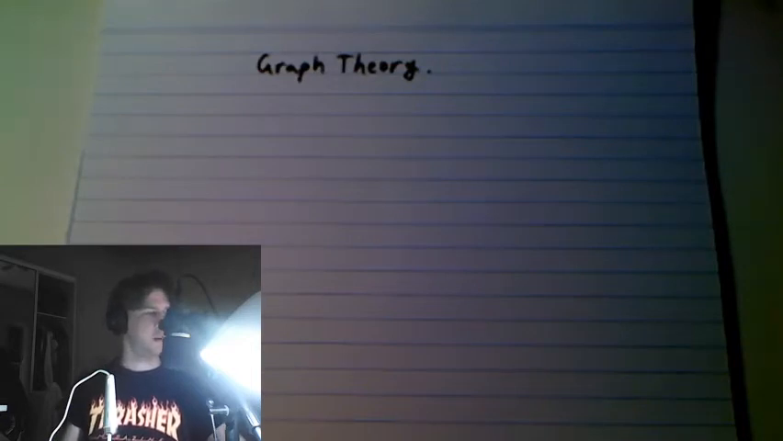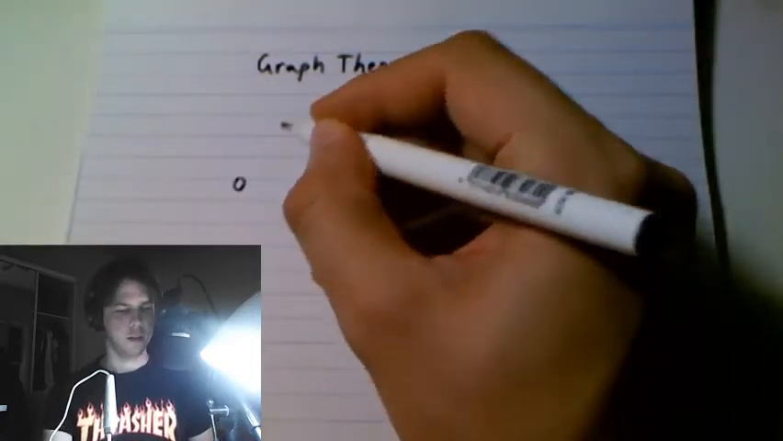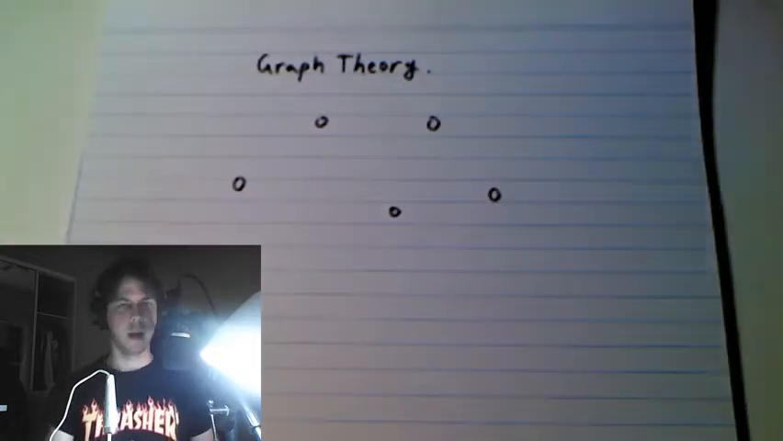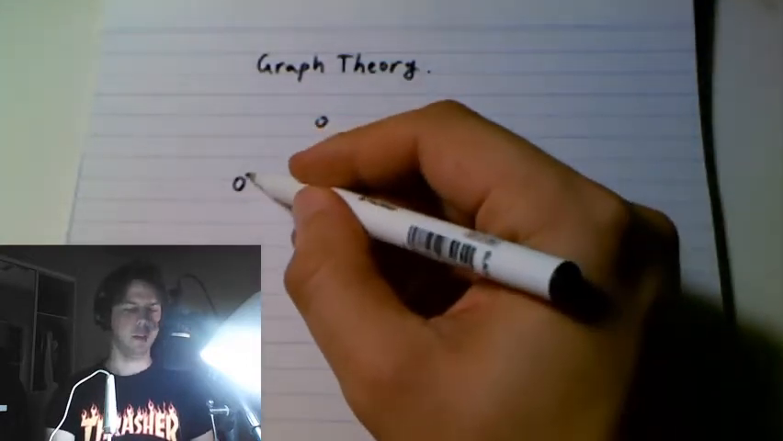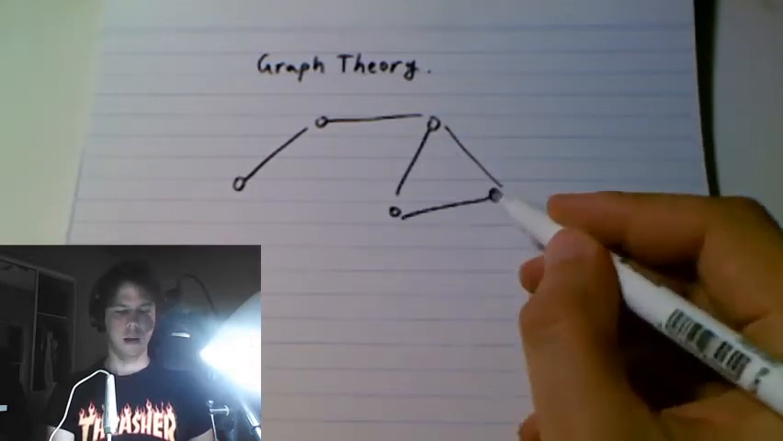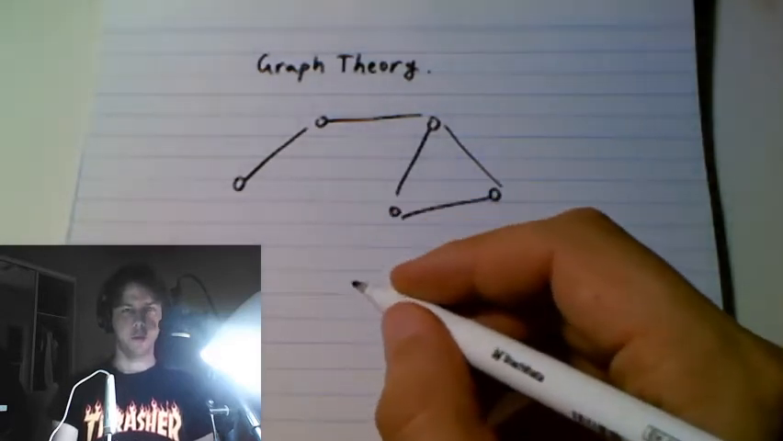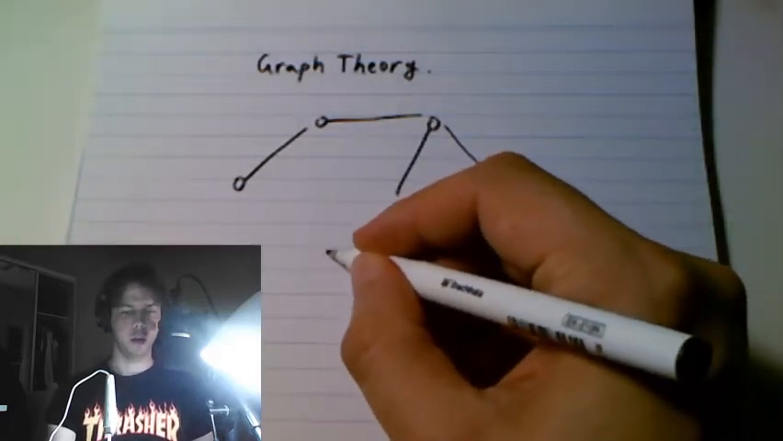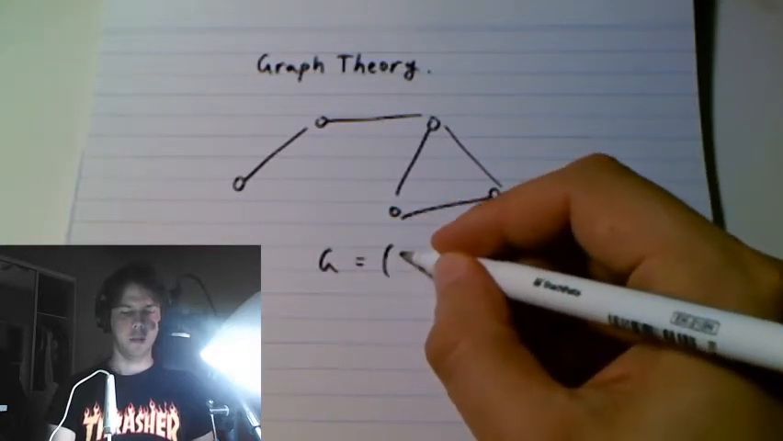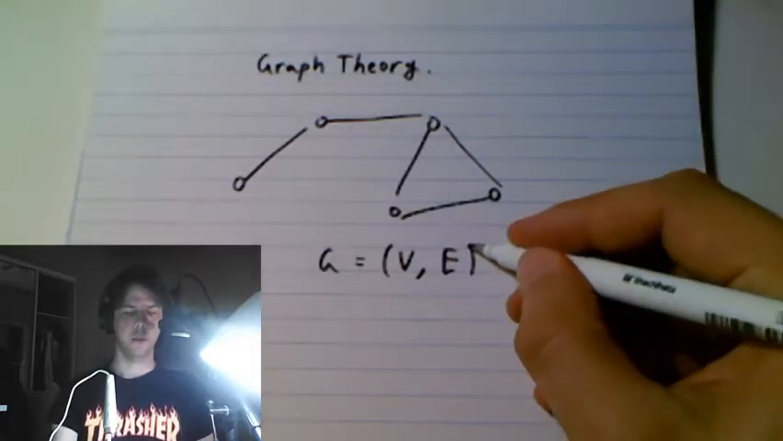Here's an example of a graph. It's kind of a connected network of points. And those points are connected, so we have some arcs between them, and this connects everything up. In mathematical terms, a graph is a structure. We usually write G for graph, which is a set of vertices and a set of edges.